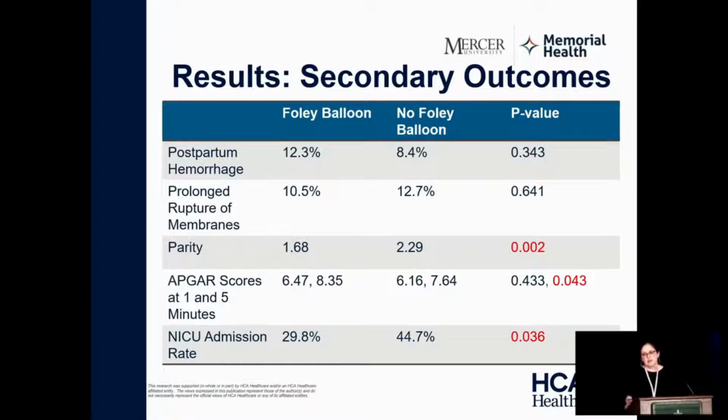You can see that, with parity, obviously patients that are lower parity are going to have more of a chance of getting a Foley balloon because their cervix isn't as ripe when they're admitted for induction. And then APGAR scores: there was a statistically significant increase in the 5-minute APGAR scores for Foley balloon use. I'm not sure what that really means. And then NICU admission rate: there was an increase in rate of admission for those patients in the group that did not have a Foley balloon.